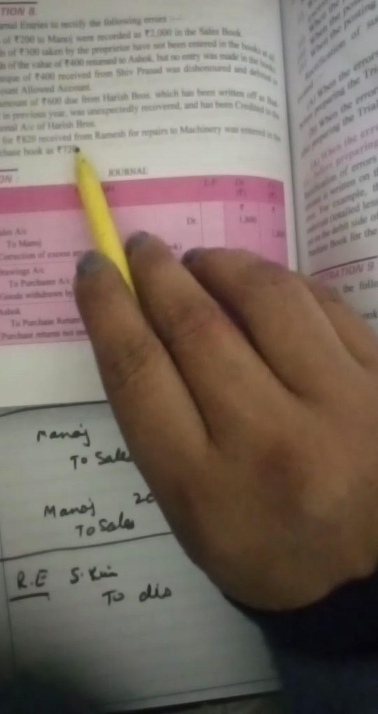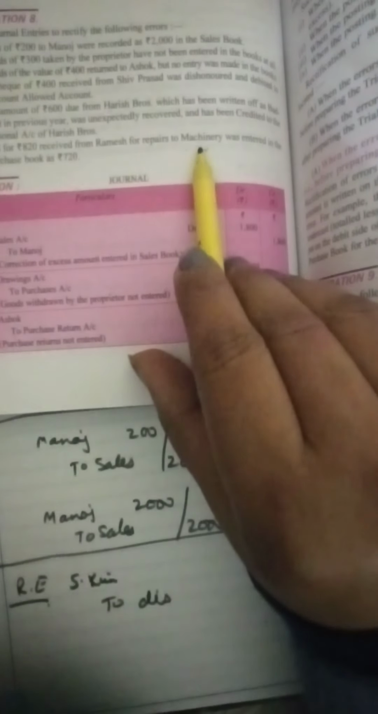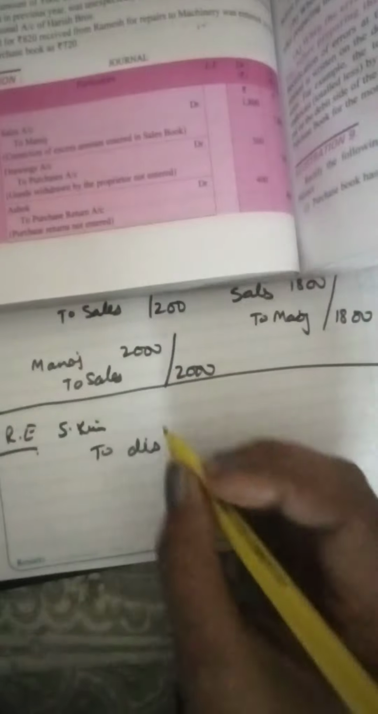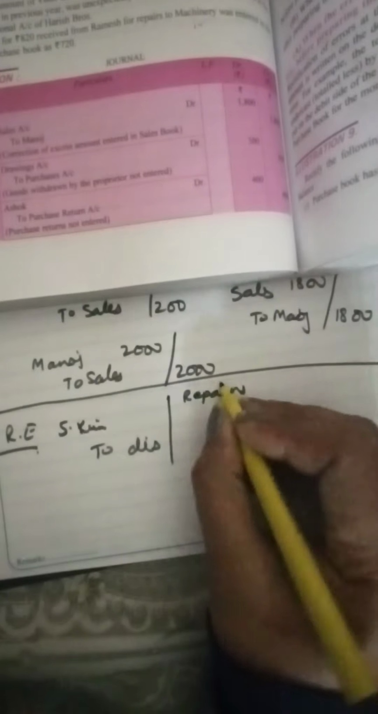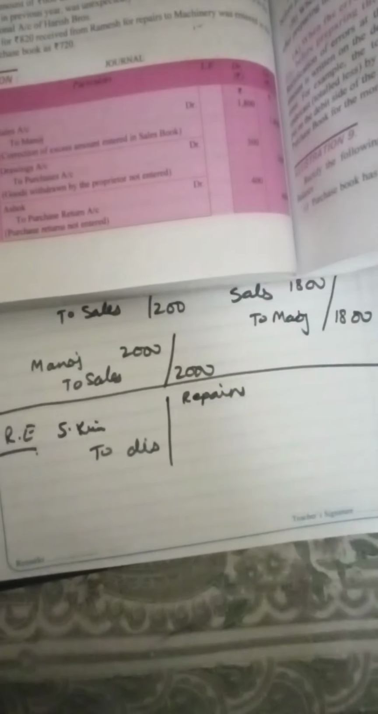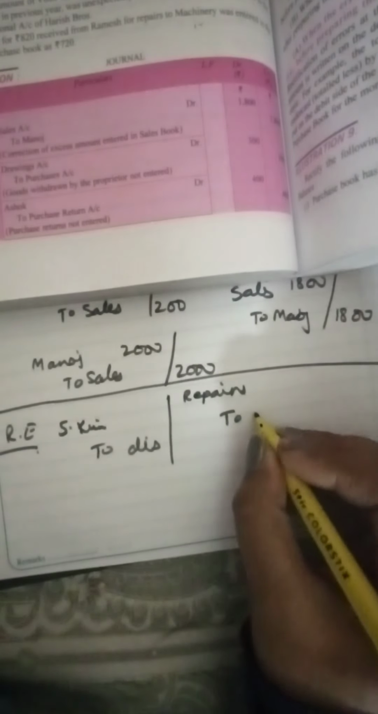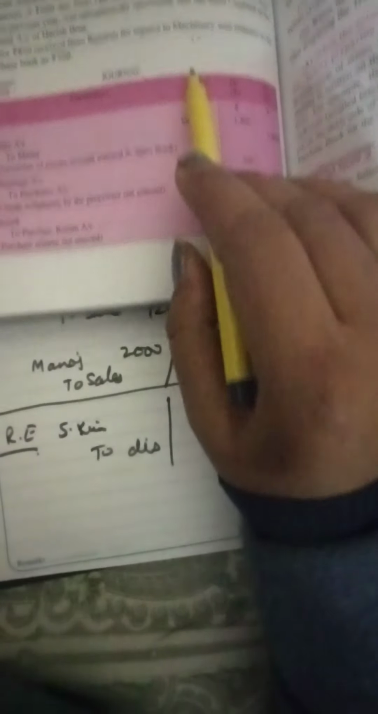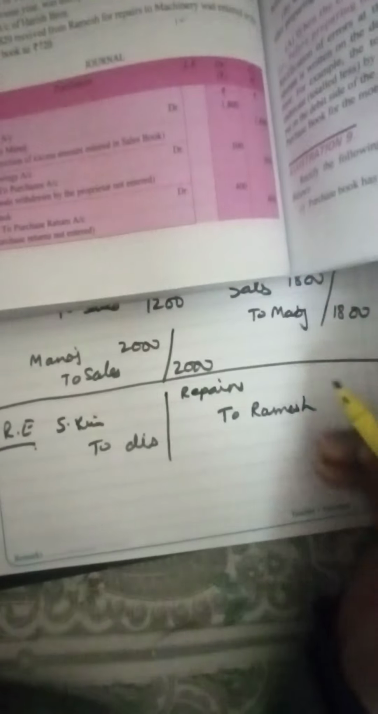Bill of rupees 820 received from Ramesh for the repairs to machinery. We have received the bill from Ramesh. It should have been repairs to Ramesh, but it was entered in the purchase book. See here, the bill has been received from Ramesh, so it will be repairs. If it was paid in cash, it would be repairs to cash, but here we have not yet paid. Bill has been received means we have not yet paid. It is repairs to Ramesh. This is the correct entry. But what has been done? We have entered it in the purchase book.